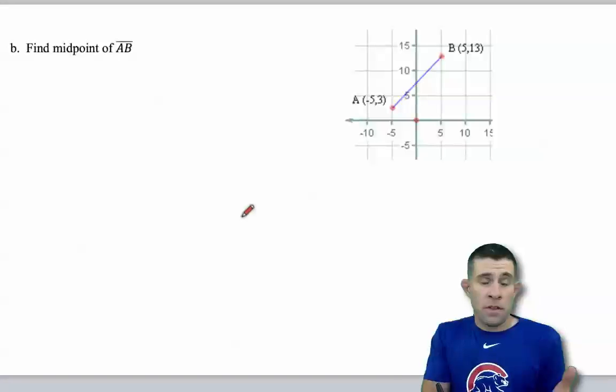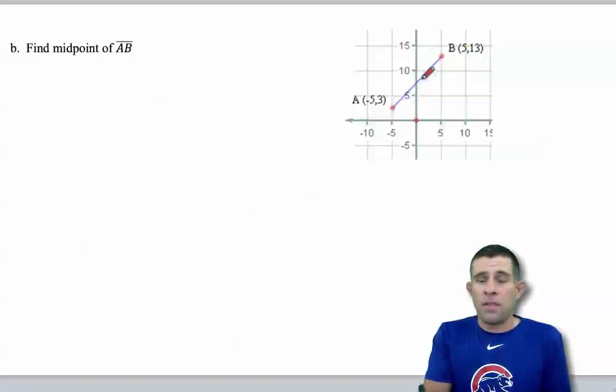All right, in the next part of example 2, we now have a line segment that has a little bit of a slope to it. We want to find its midpoint. So we're going to use the same tactic here.